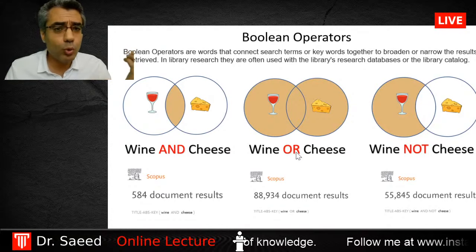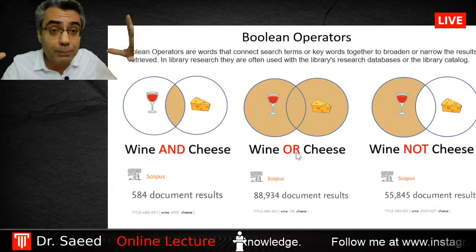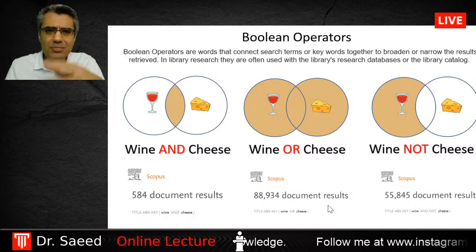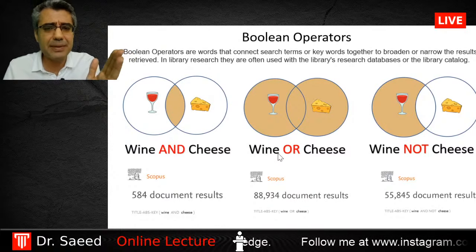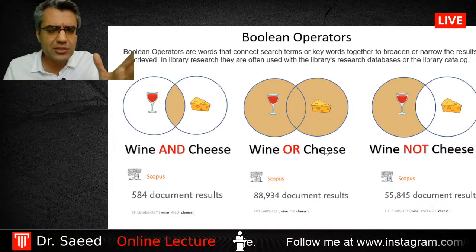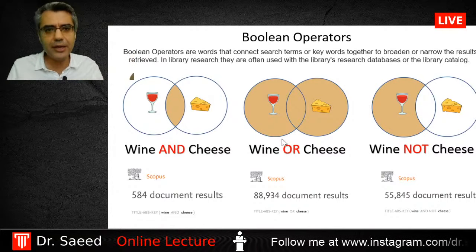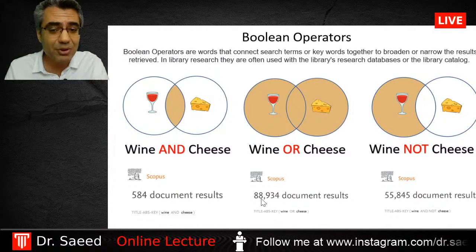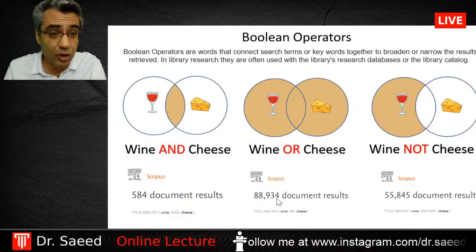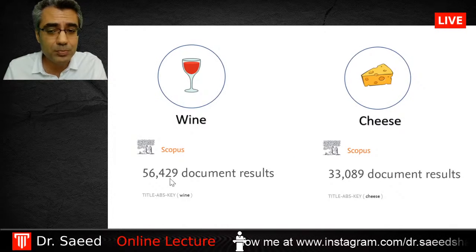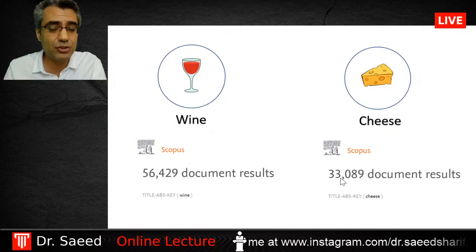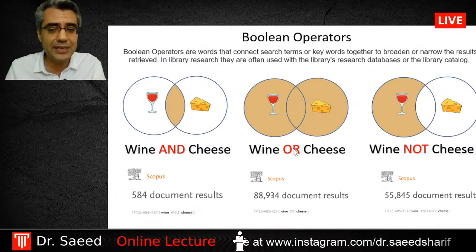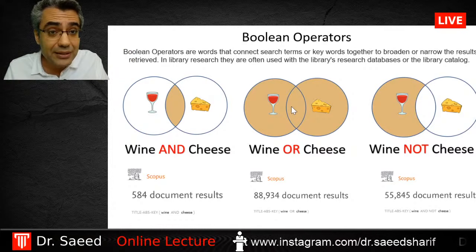Then, what about or? Or makes it more comprehensive. It means, as long as the paper mentions wine or cheese, even one of them, it's fine, it's included. So you see the number of papers, almost 89,000. So it's 56,000 and 33,000 minus the duplicates. So all will be included.